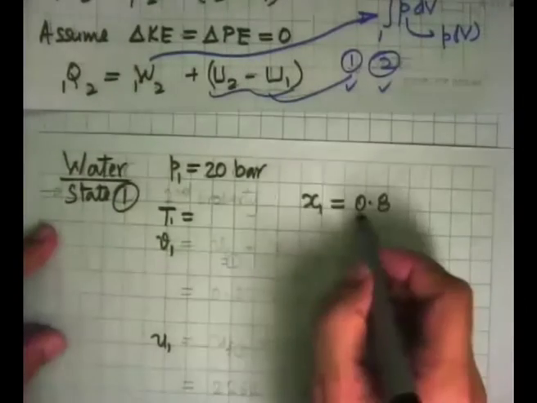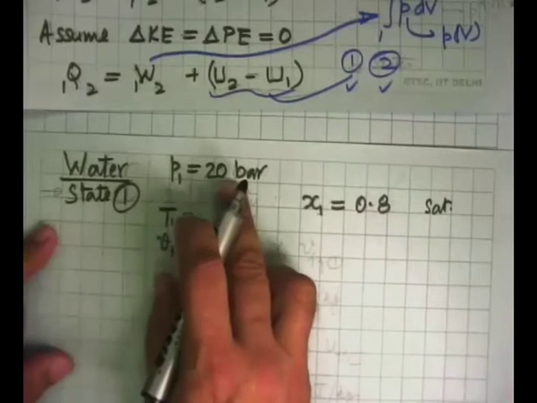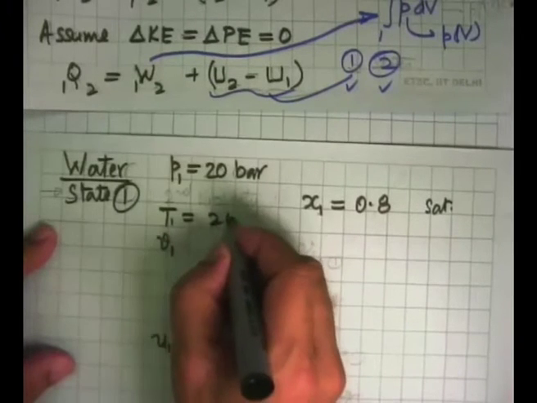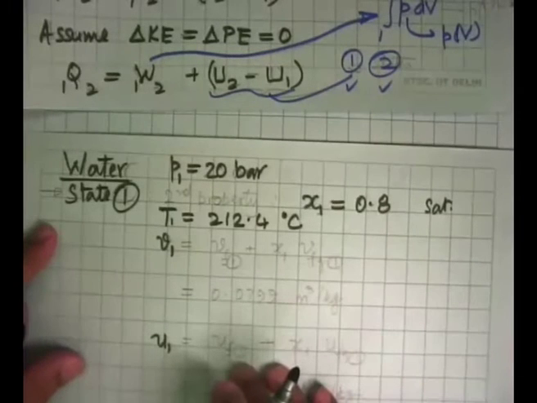T1, it means that this is a saturated state. So T1 will be saturation temperature at 20 bar, and this is 212.4 degrees Celsius.